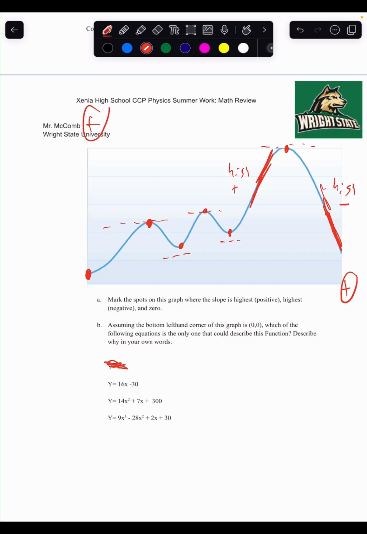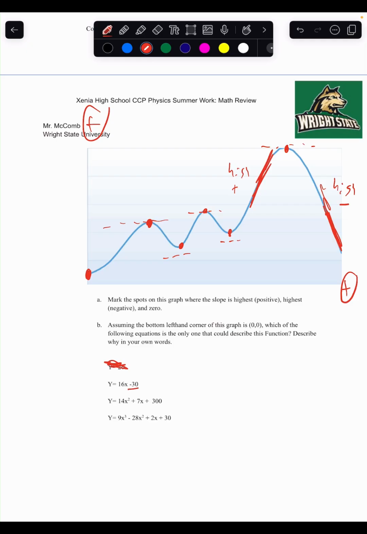y equals 16x minus 30. Okay, there's a couple of ways to tell this. Number one, you might be able to immediately look at this and tell that it's linear because it's in the format y equals mx plus b, right? It's got an x to the first power with a constant in there. So this graph would look linear like this, but there's actually another way to tell just given this information too, if you didn't know that off the top of your head.